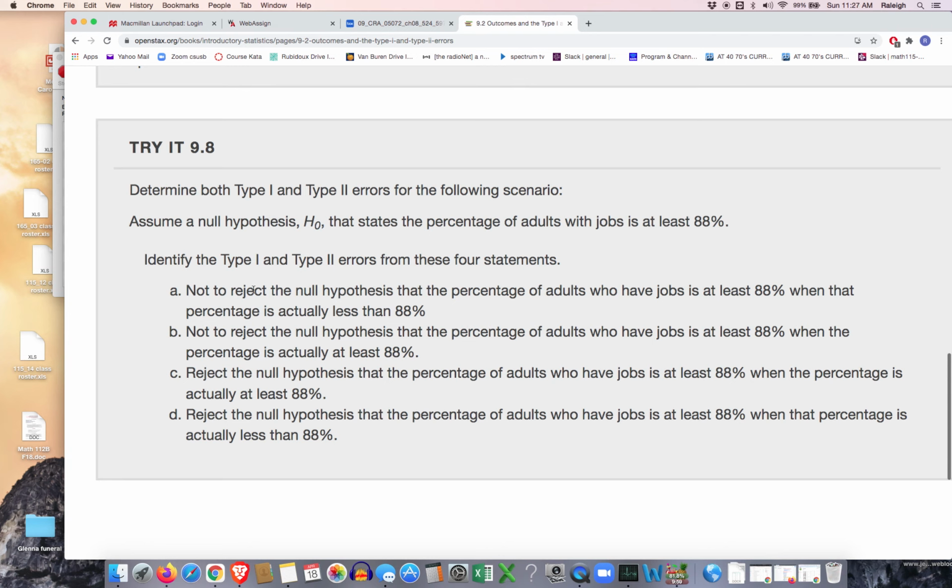So that means type 2 must be up here, and type 2 starts off by not rejecting the null, going with the null, in other words. And then we have to see that there's a contradiction at the end. So we say that it's at least 88%, and then it's actually less than 88%. That does flip the script. A is the type 2 error, C is the type 1 error, and B is nothing. Because if you're going with not rejecting the null hypothesis, that's at least 88%, and it's at least 88%, that's not even a mistake. That's not even an error.